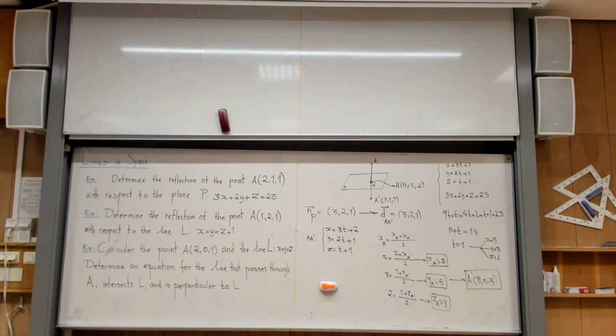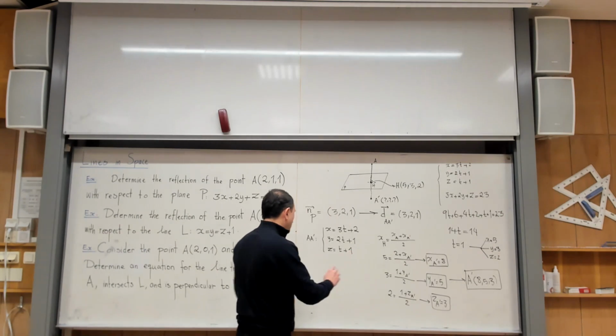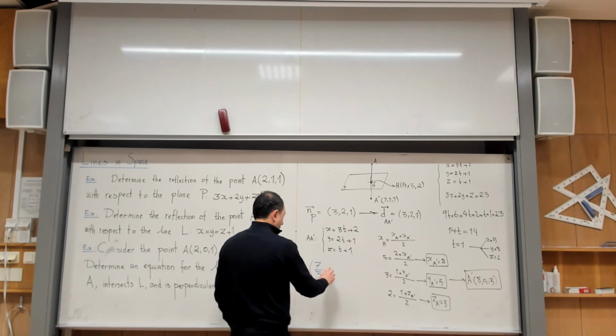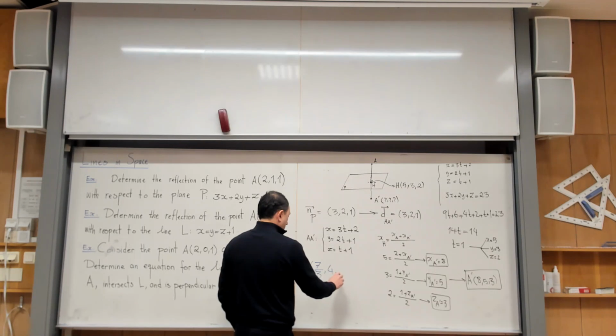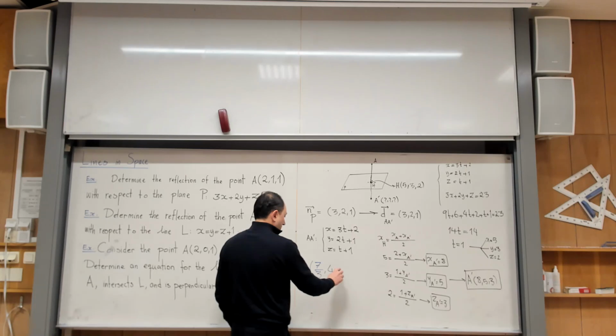Yes? I got an answer, but it seems too weird because I got thirds. Thirds? Yeah, 7/3, 4/3, and 1/3. Why is this weird? So, what are your answers? x equals 7/3, y equals 4/3, and z equals 1/3.